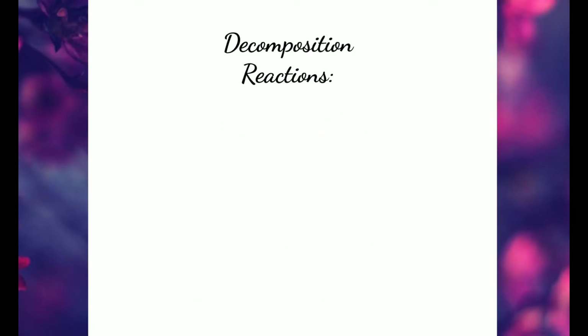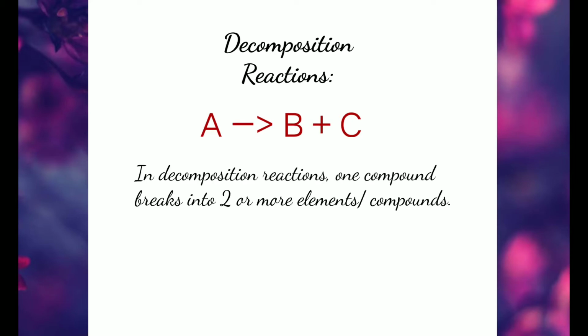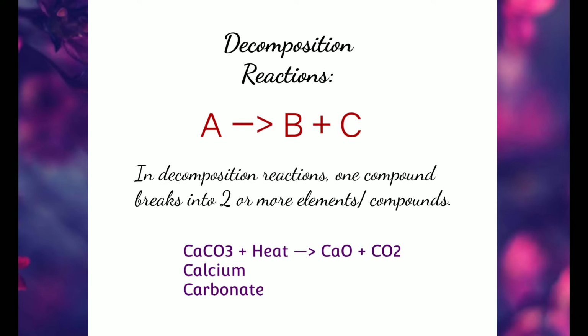Next come decomposition reactions. They are in the form of A becomes B plus C. As you can see, they are the exact opposites of the combination reactions. In decomposition reactions, one compound breaks into two or more elements or compounds. For example, when calcium carbonate is heated, it forms calcium oxide and carbon dioxide. As you can see here, one compound is breaking into two, that is why we call it a decomposition reaction.